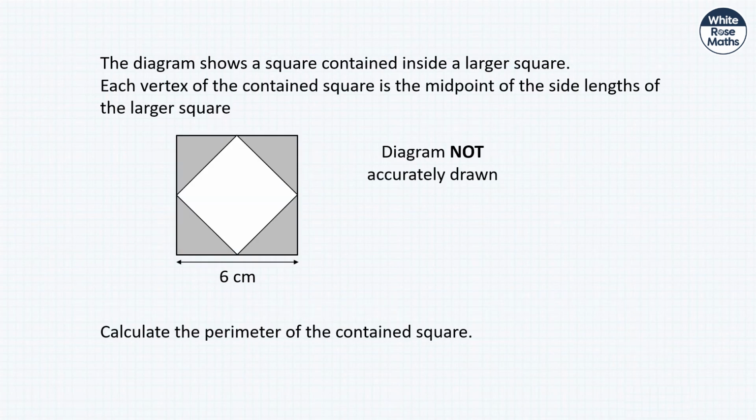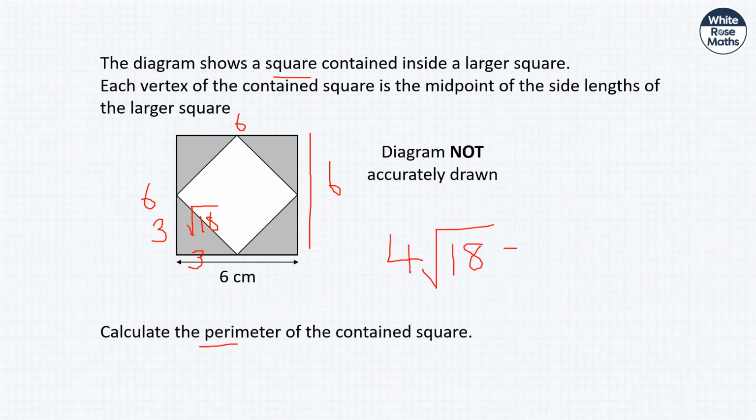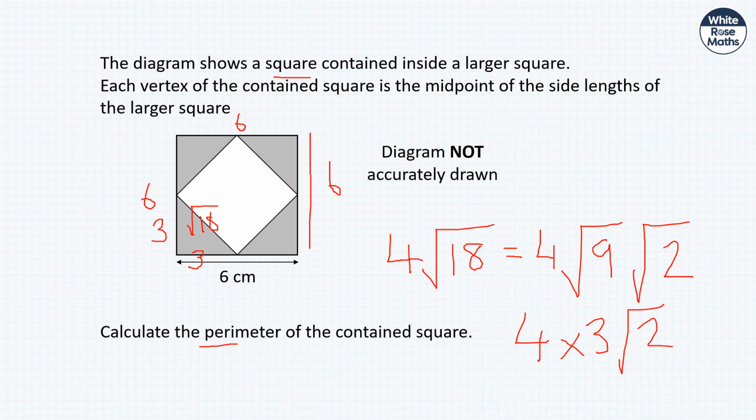Okay, this next one is a bit trickier now. The diagram shows a square contained inside a larger square. Each vertex of the contained square is the midpoint of the side lengths of the largest square. So calculate the perimeter of the contained square. So that's 6 there, that's 6 there, that's 6 there. That'll be 3 there, that'll be 3 there. So that'll be the square root of 9 plus 9, which would be 18. Okay, so that'll be 4 lots of root 18. Again, if we simplify that, we'll have 4 lots of root 9 times root 2. So that'll be 4 lots of 3 root 2. So our final answer would be 12 root 2 centimeters in its exact form.